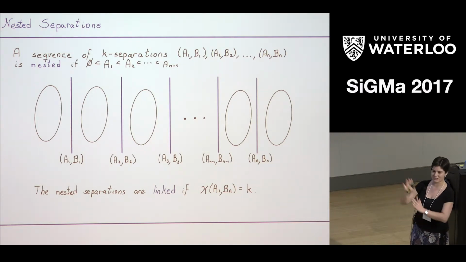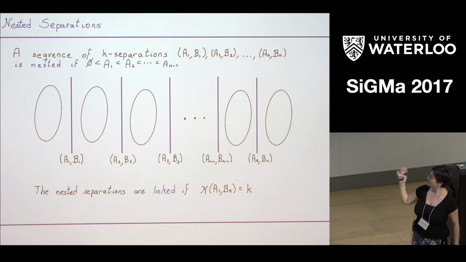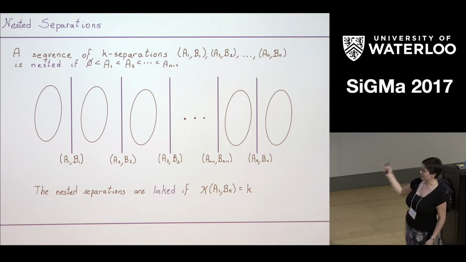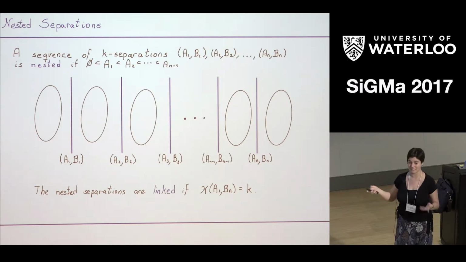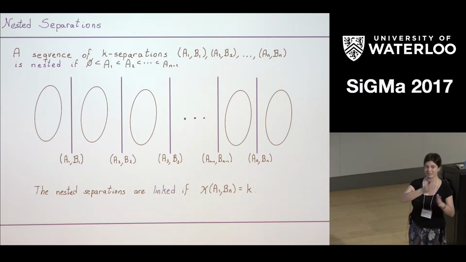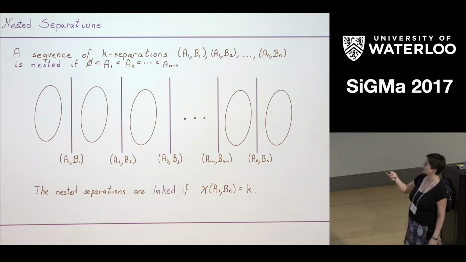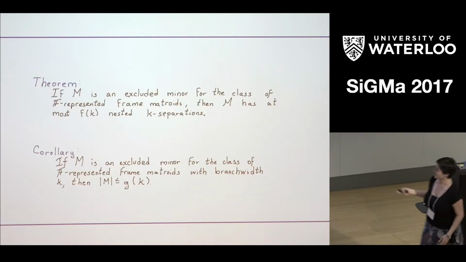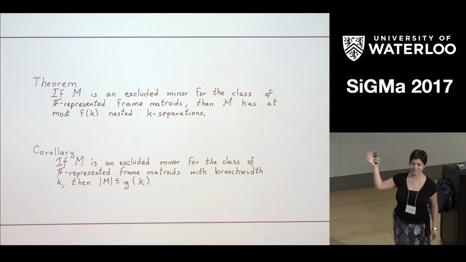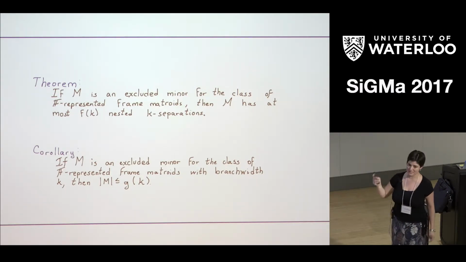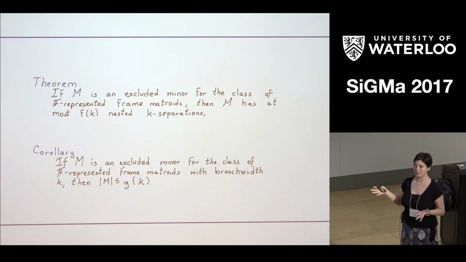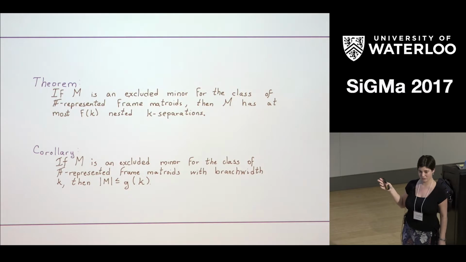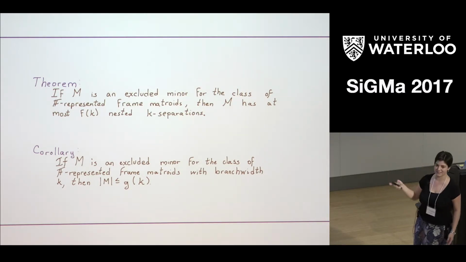The order of the separations is given by some k. And I'm going to say the separations are linked if the connectivity from the beginning to the end of my sequence is maintained. So it is k in between the separations, and it's k throughout the sequence. So here's what we actually proved. If I have an excluded minor for the class of represented frame matroids, then I have at most some number of nested k-separations. And the statement I said before just follows as a corollary.